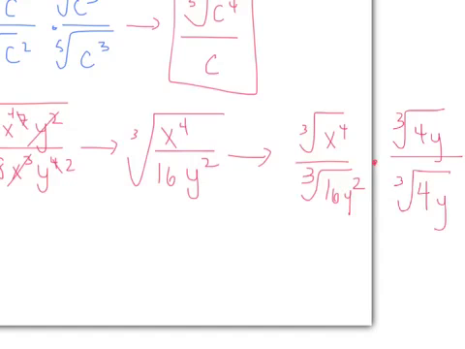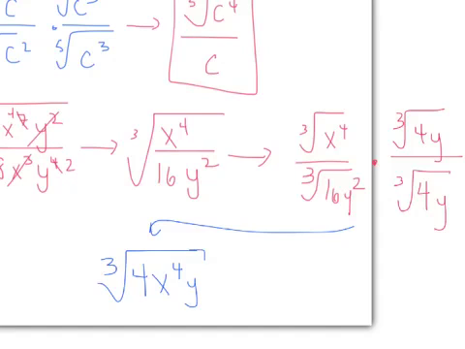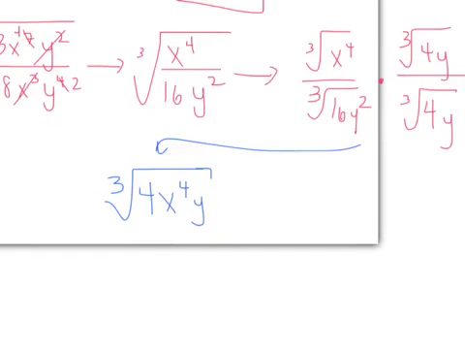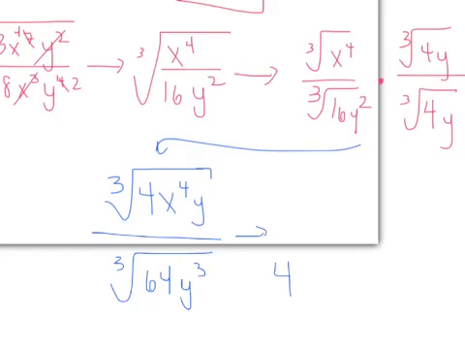So we multiply top and bottom by the same thing, yielding in the top the cube root of 4x to the 4th y, all over the cube root of 64y to the 3rd. Well, the bottom is simple. That just becomes the cube root of 64, which is 4. The cube root of y cubed is just y.